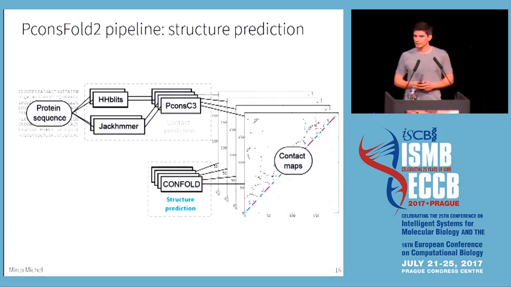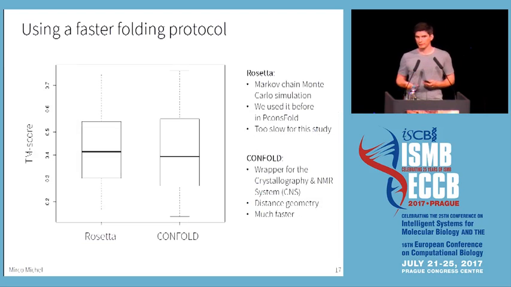Yes, so let's go to structure prediction. Now we have contact maps for these families, and we want to model the structure based on these contact maps. Before, what we've been using was Rosetta, which is based on Markov chain Monte Carlo simulation. And the problem there is that it's just too slow to apply on such a large scale. It takes too long, and we don't have the computational resources to apply it to all PFAM families.